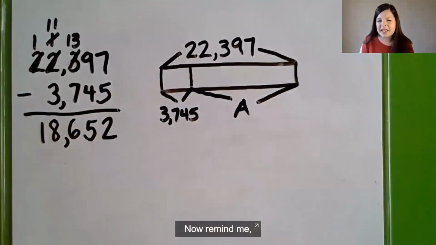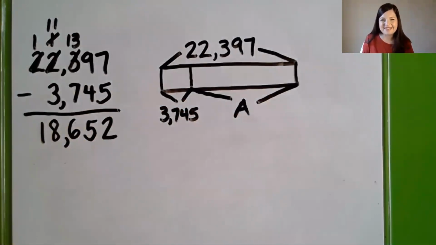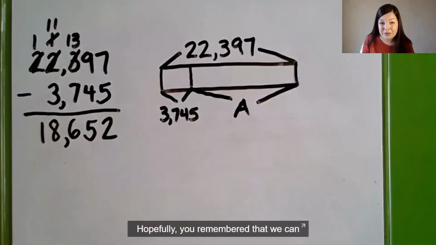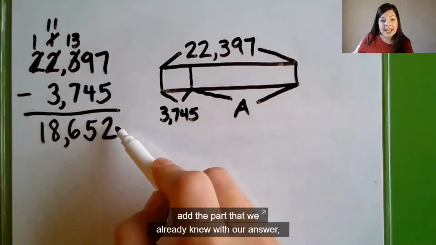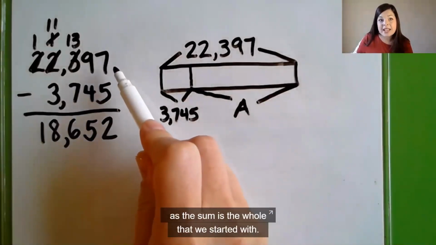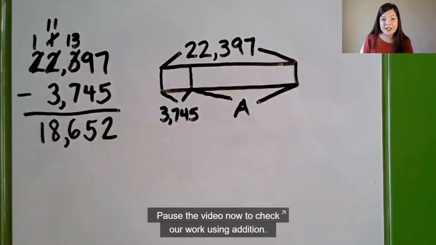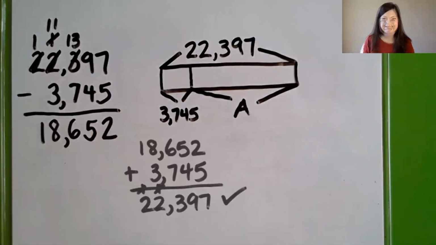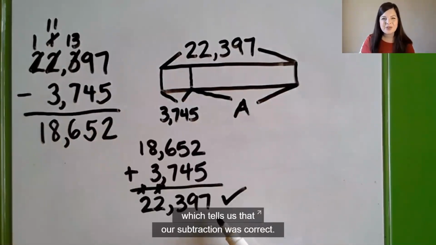Now remind me, how can we check our subtraction using addition? Pause the video and talk out your thinking. Hopefully you remembered that we can add the part that we already knew with our answer, the other part, and what we should get as the sum is the whole that we started with. Pause the video now to check our work using addition. Hopefully, you got a sum of 22,397, which tells us that our subtraction was correct.